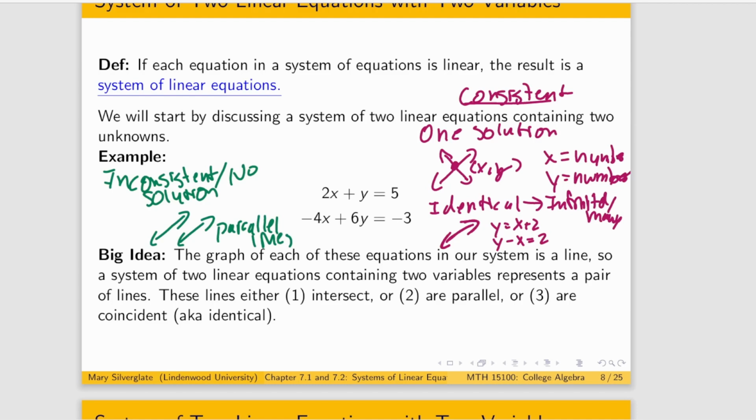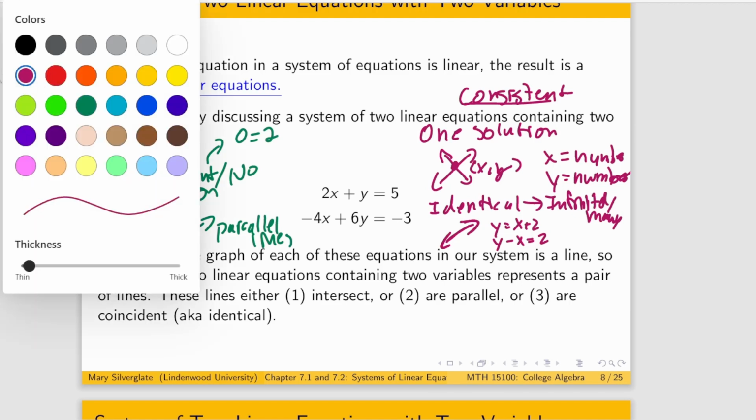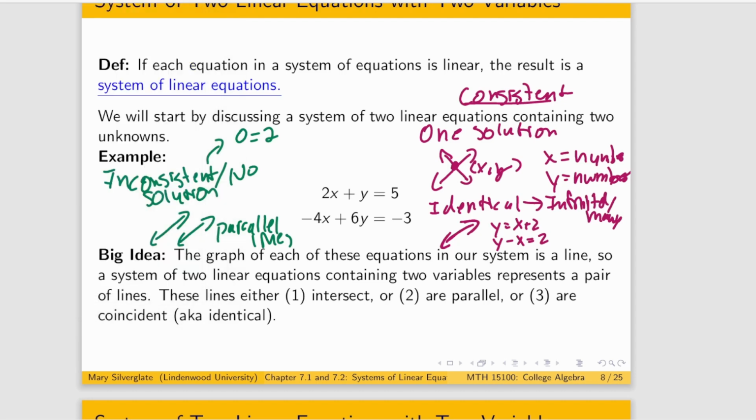Now the way you tell algebraically in solving is if it's inconsistent, at some point you're going to get some nonsense like 0 equals 2, where all of your x's and all of your y's have disappeared, and you're left with a statement like 0 equals 2 that is false. The way that you will tell that there is identical lines is that at the end of your solving, you'll get something like 0 equals 0. So all of your x's will disappear, all of your y's will disappear, and you'll just be left with a statement that actually is true, such as 0 equals 0, 2 equals 2, something along those lines.